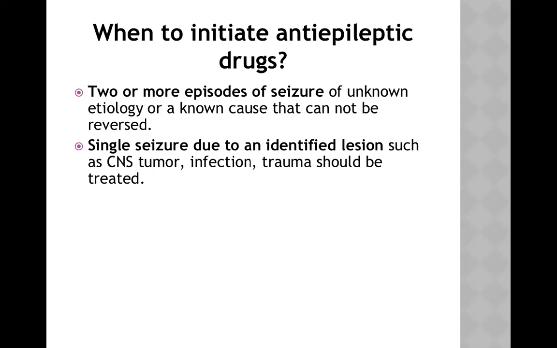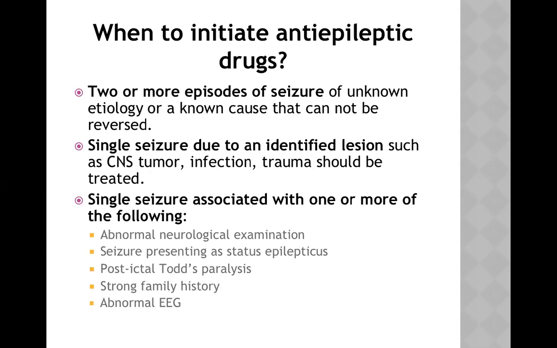Usually, what is the common consensus? If there is a single generalized type of seizure without any identifiable cause, you wait for the time being. You don't immediately give anti-epileptic drug. But if there is a single episode of partial seizure, it is highly associated with some space occupying lesion inside the brain. So we definitely start anti-epileptic drug even with the first episode of seizure. So what I'm saying here: if generalized seizure is there and this is the first episode without any identifiable cause, you can wait for another episode of seizure to start anti-epileptic drug.